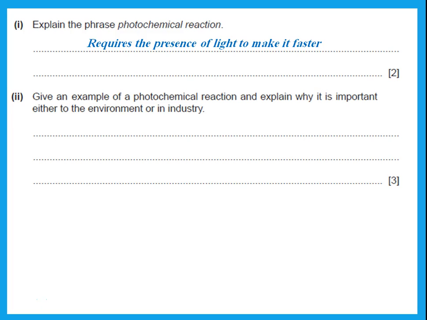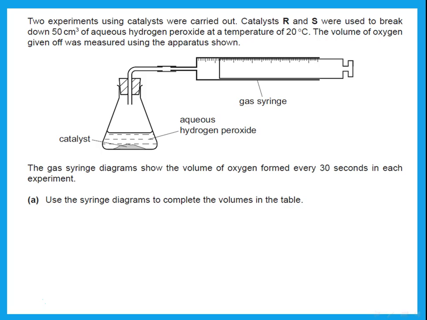Give an example of a photochemical reaction and explain why it's important. We had given the example of conversion of Ag+ to Ag in black and white photography, or you could say the use of light in photosynthesis of plants. Okay, 2 experiments using catalysts were carried out. Catalysts R and S were used to break down 50 cm³ of aqueous hydrogen peroxide. Remember, the hydrogen peroxide is a solution that we always use in many experiments. It breaks down to form oxygen. If we add a good catalyst, that reaction is much faster.